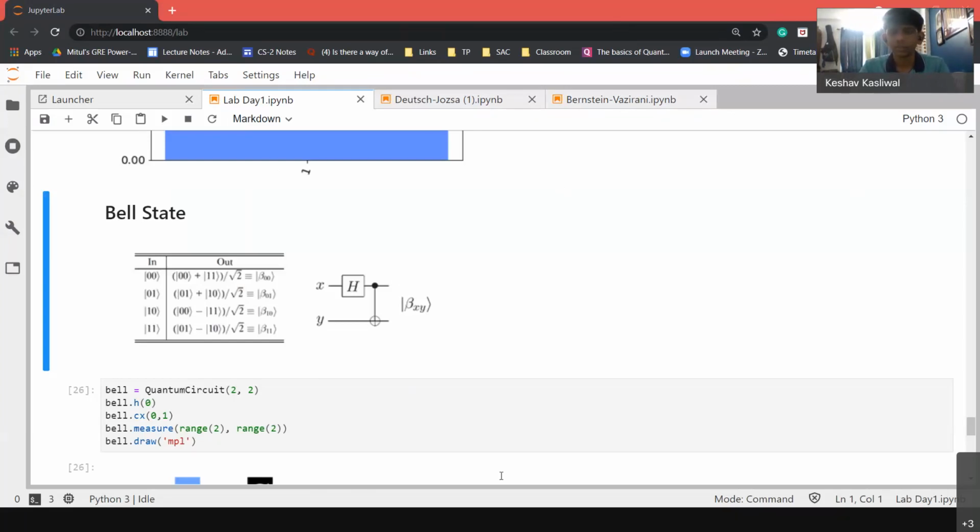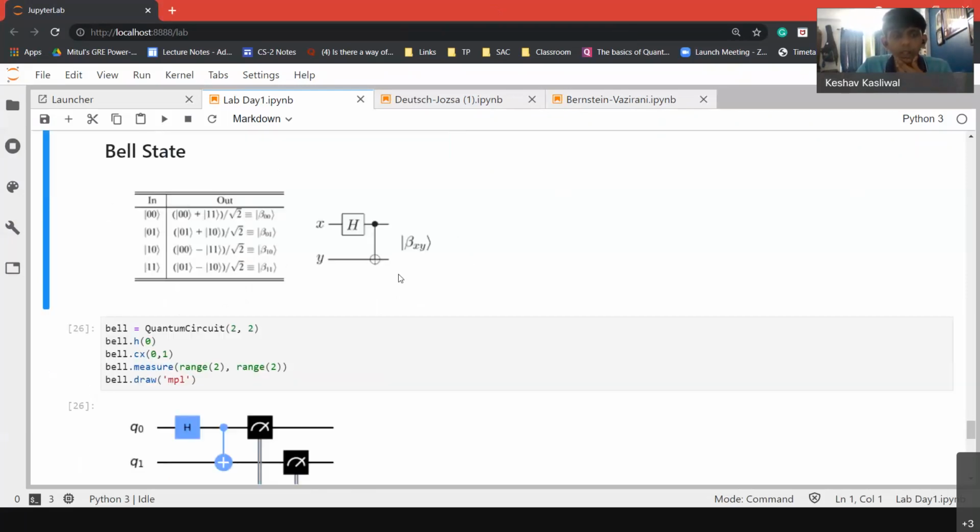I feel there are no questions now, so I'll go on to the Bell state. The Bell state gives us four possibilities, the four entangled states. As you can see, these are the four entangled states. If x and y are both 0, 0, we get 0, 0 plus 1, 1 divided by root 2.